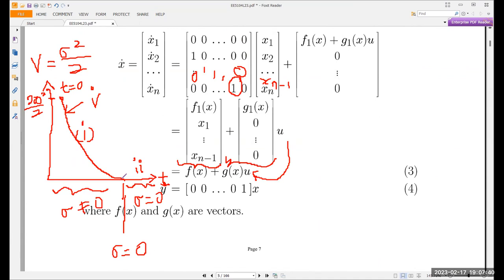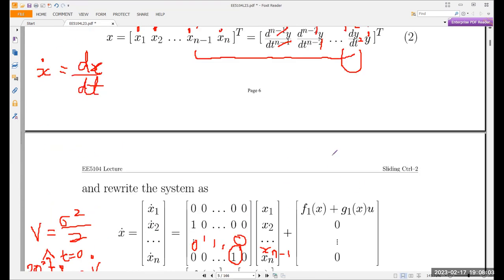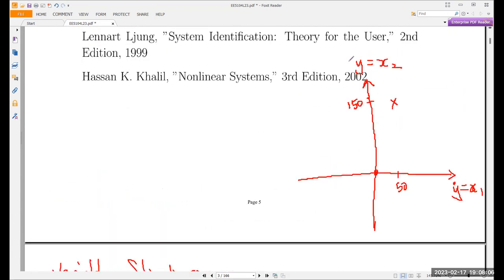Sigma equals to zero, what does the math say? Sigma is X1 plus X2, because P1 is 1, P2 is 1. We choose one; later on, I will show you how to choose. But to make life easy, we choose P1 equals 1, P2 equals 1. So sigma equal to zero means X1 plus X2 is equal to zero, or distance plus speed is equal to zero. So go back and draw, look at this. Distance plus speed equals to zero, or sigma equal to zero, is actually a 45 degree line here.